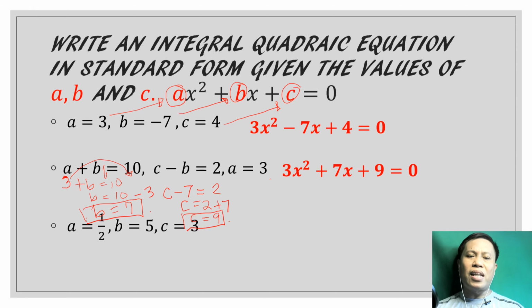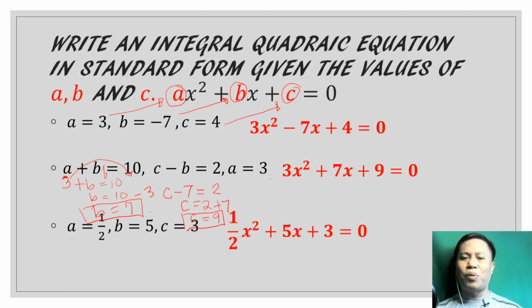Okay, then next, the last one: A is 1/2, B equals negative 5, and C is equal to positive 3. We simply directly substitute the value of A, the value of B, and the value of C into the model. So we now have 1/2 x squared minus 5x plus 3 equals 0.